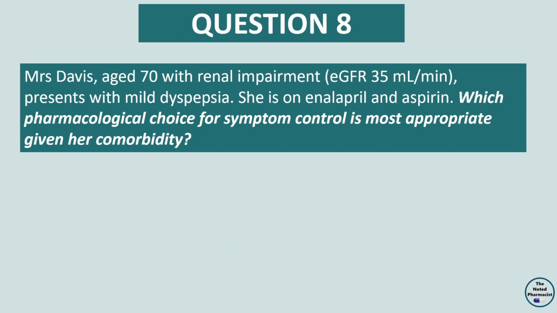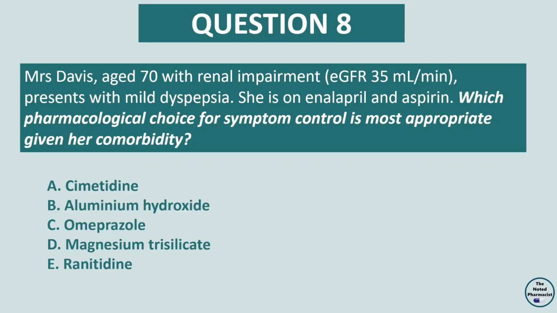Question 8. Mrs. Davis, aged 70 with renal impairment, eGFR 35 ml per minute, presents with mild dyspepsia. She is on enalapril and aspirin. Which pharmacological choice for symptom control is most appropriate given her comorbidity? Option A, cimetidine. Option B, aluminium hydroxide. Option C, omeprazole. Option D, magnesium trisilicate. Option E, ranitidine.